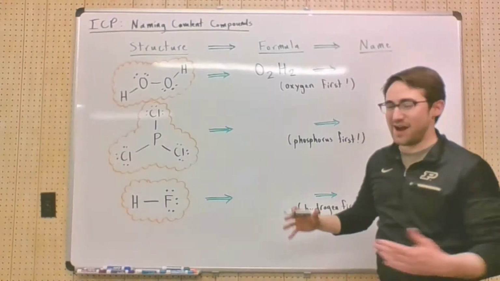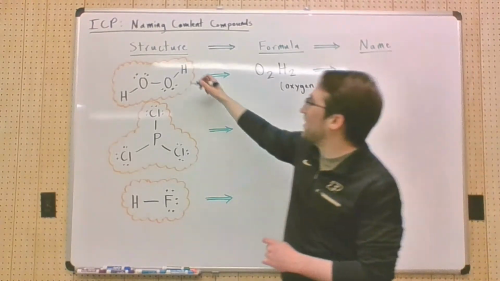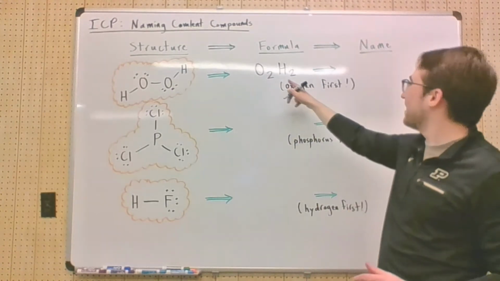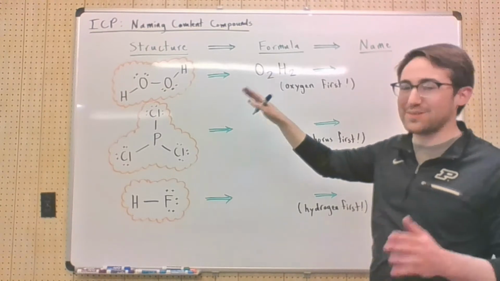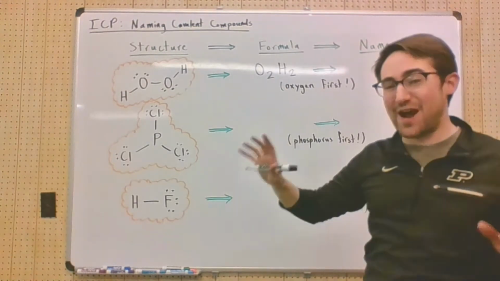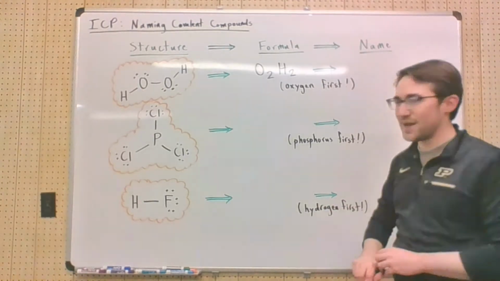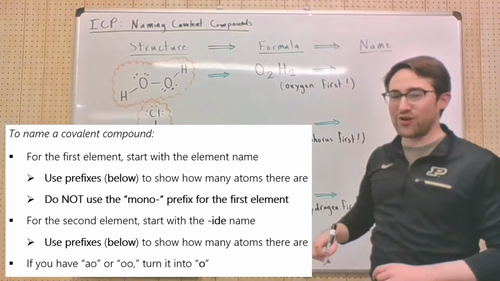It's just as easy as counting up the letters, 2 O's and 2 H's. Again, note that I did not count up the number of dots or the number of lines, okay? All that matters for the formula and therefore for the name of a covalent compound is how many atoms of each element there are. I'm only counting letters. I'm not counting lines. I'm not counting dots. Okay? To change this into a name, I'm just going to do, again, oxygen first.